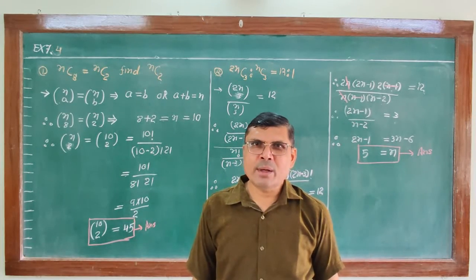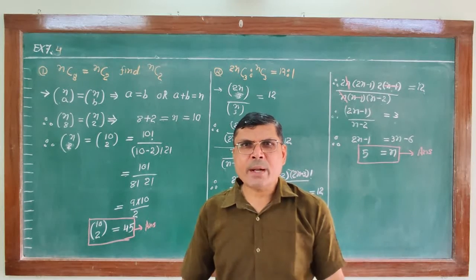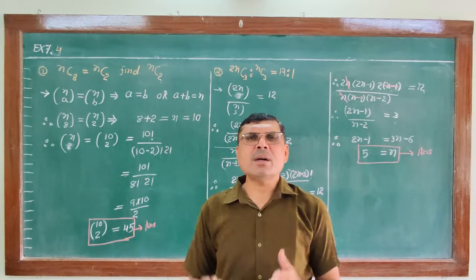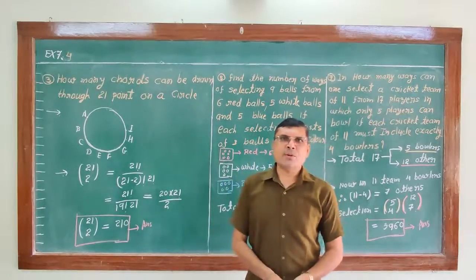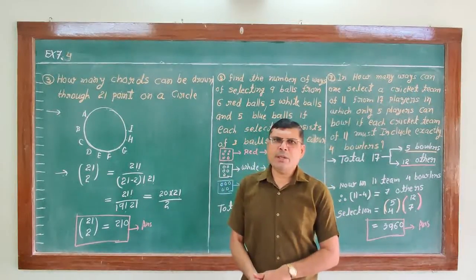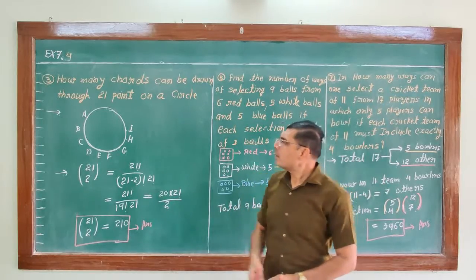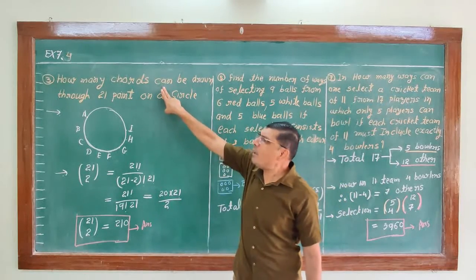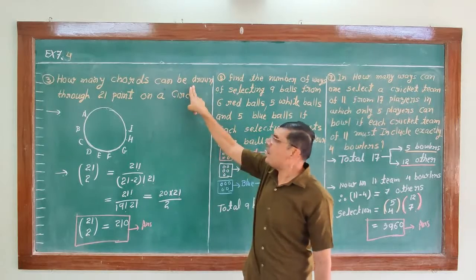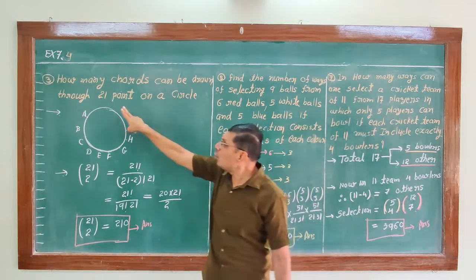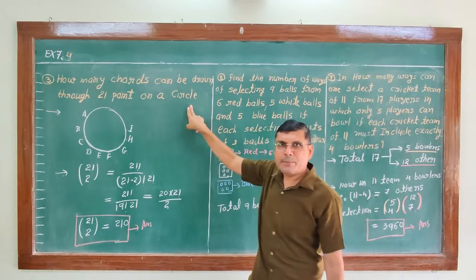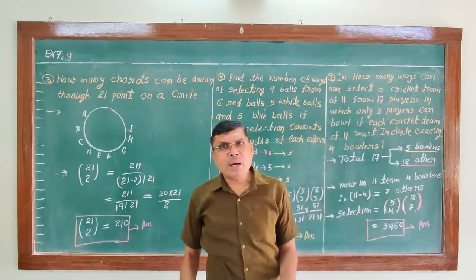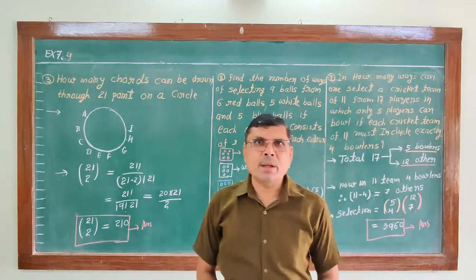Quite simple. Alright. Now the second sum you have to practice, that is your homework. Copy it. Okay, exercise 7.4, question number 3. The question is, how many chords can be drawn through 21 points on a circle. I want to find out how many chords are possible.